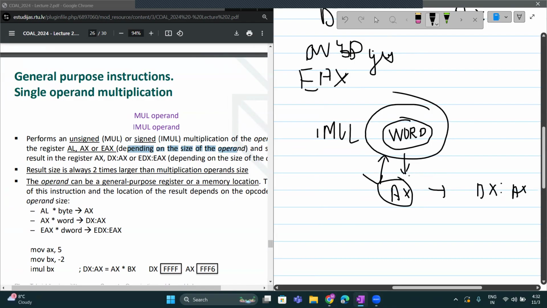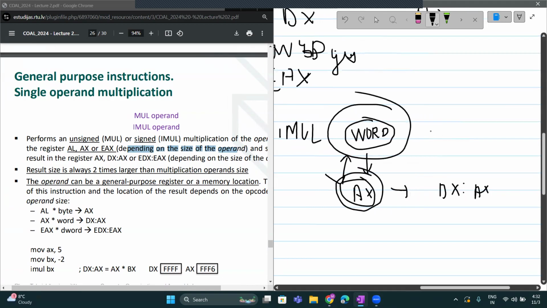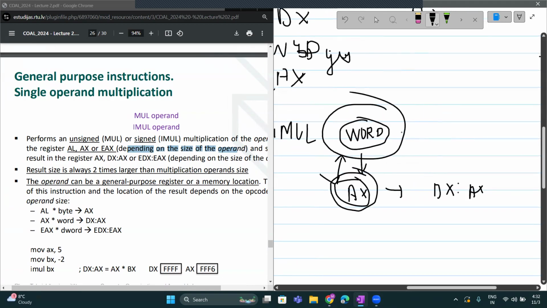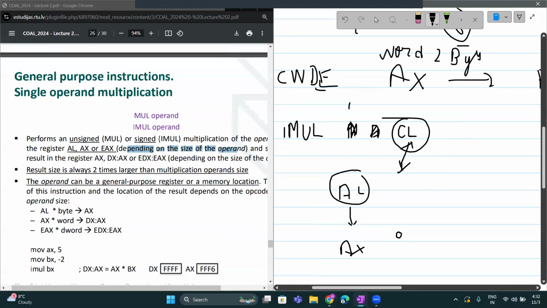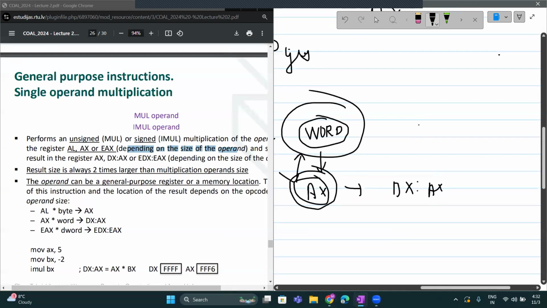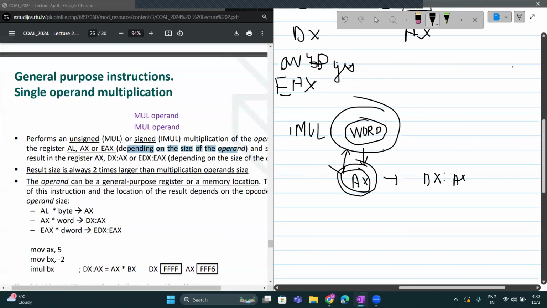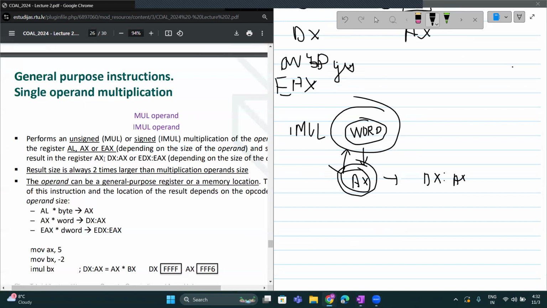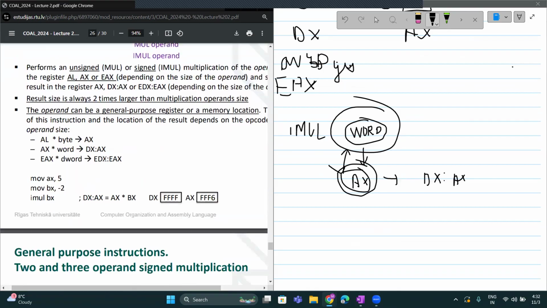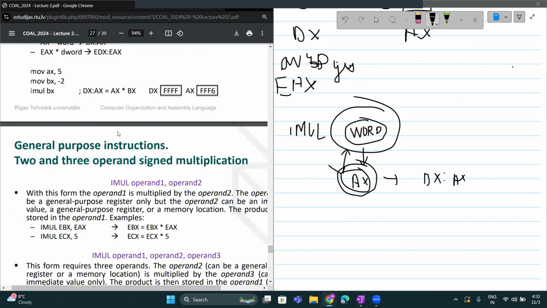So if it's a word, it will always be multiplied with AX. If it's a byte, it will always be multiplied with AL. If it's a double word, it will always be multiplied with EAX. And the result will be in the full AX if it was multiplied with AL. If it was multiplied with AX, the result will be in the full DX:AX. So the size of the result is 2 times the multiplication. This is how multiplication works with one operand.